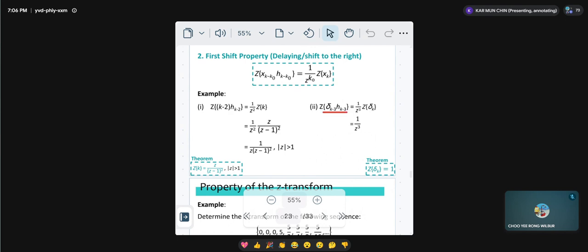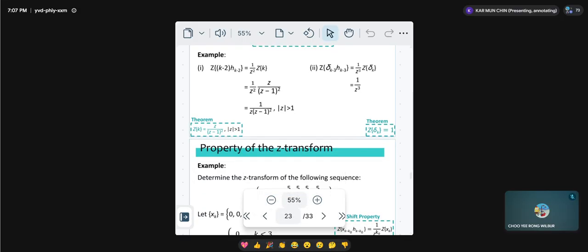Or you have this example, delta(k minus 3). Delta k equals 1. You need to eliminate the minus 3, so in this case, k0 is 3. So 1 over z to the power of 3, or z cubed, remaining with delta k. The Z transform of delta k, you get a 1, so you remain with 1 over z cubed. Actually quite straightforward for the Z transform.